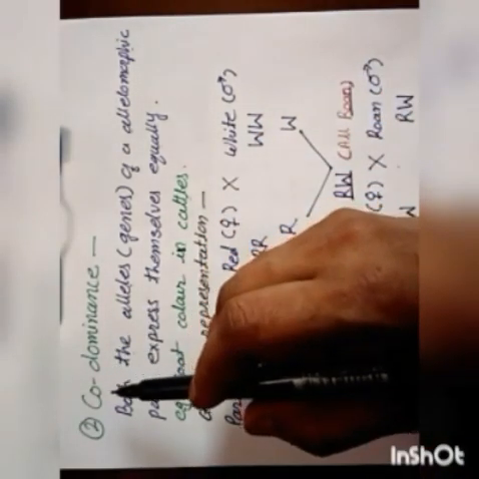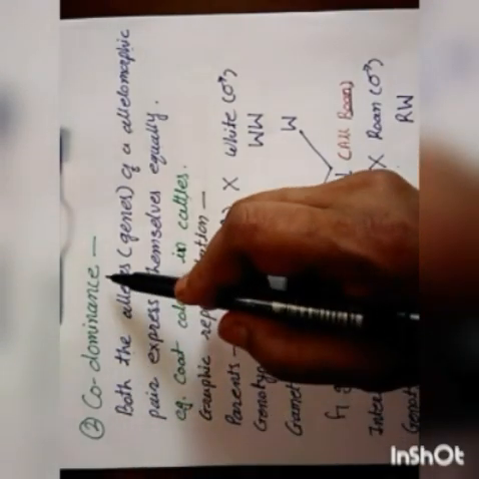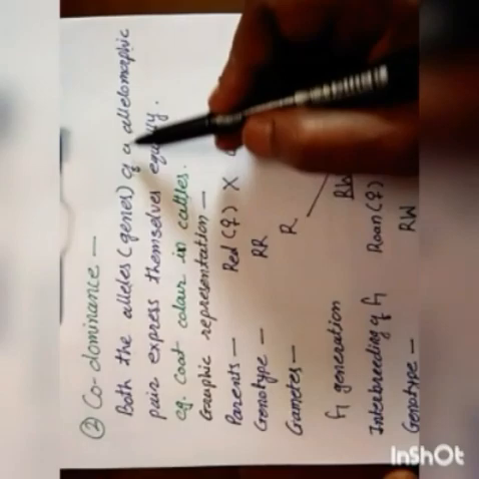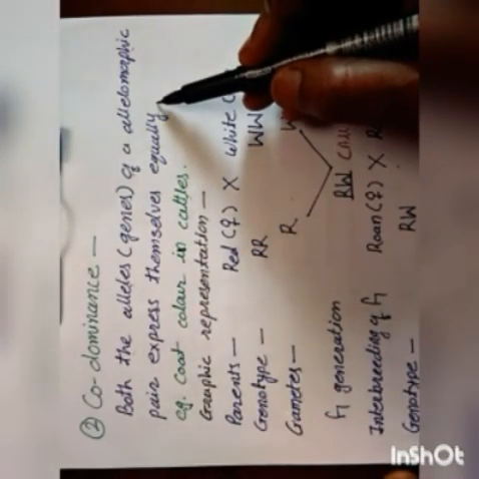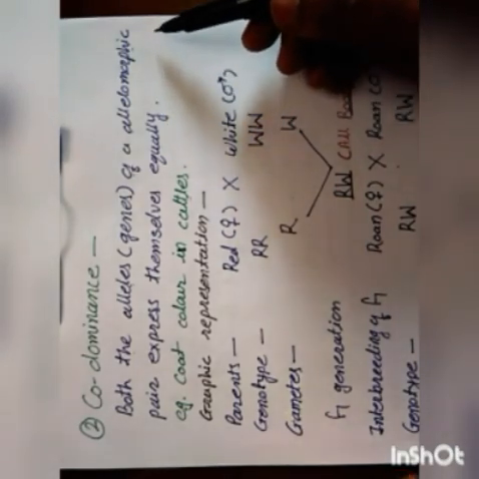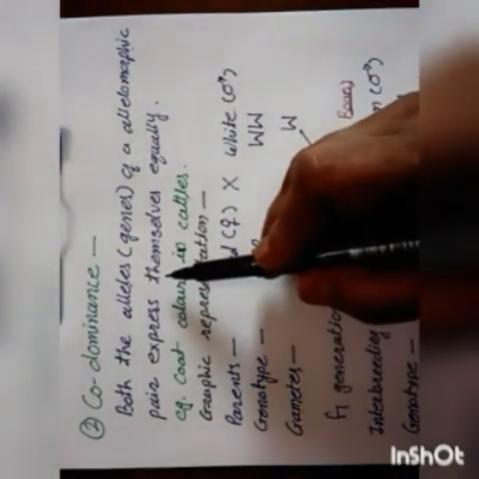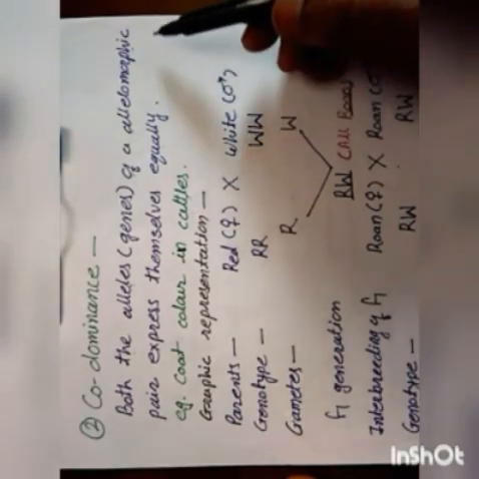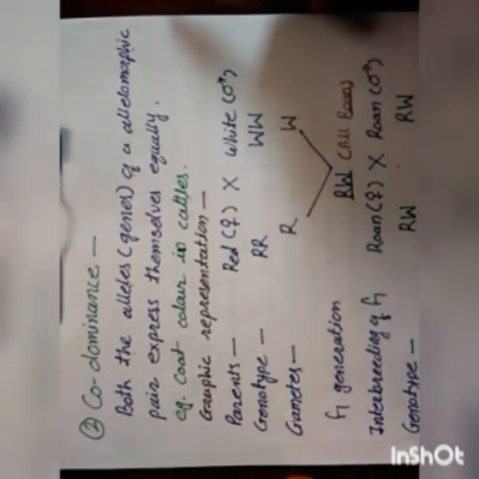The next example of intragenic interaction is codominance. In codominance, both the alleles of an allelomorphic pair express themselves equally and independently in the F1 hybrid. Meaning both the alleles of the allelomorphic pair express themselves in equal proportion in the F1 hybrid.